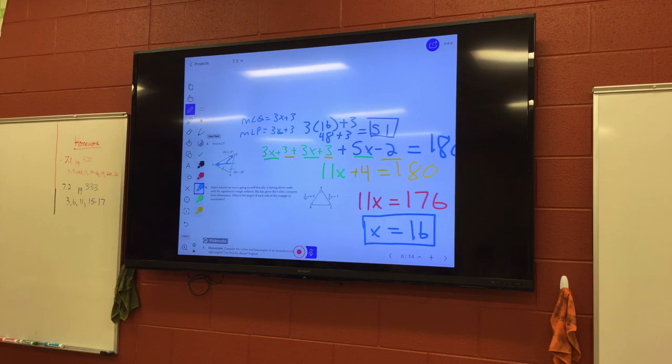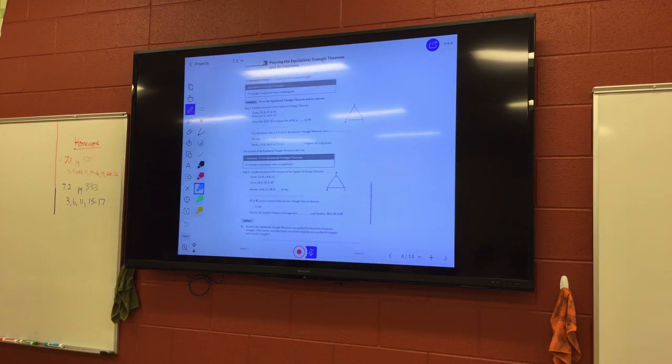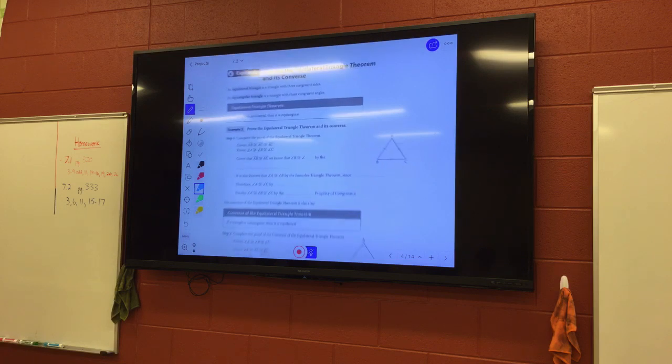Okay. All right, so now let's look at equilateral triangles, on the top of page 330.